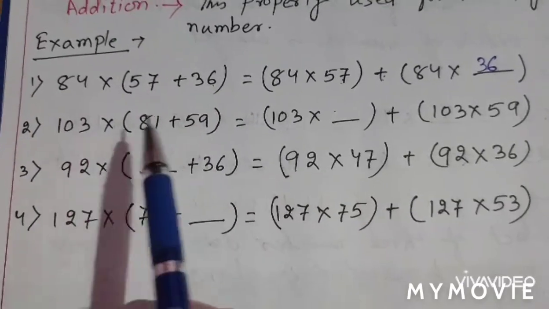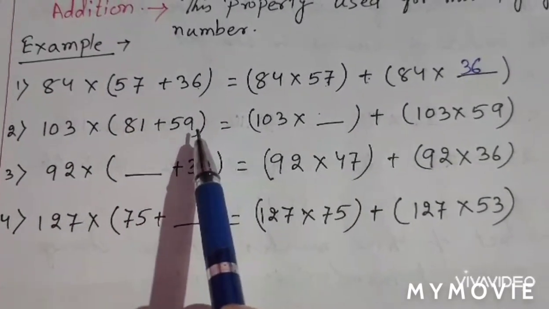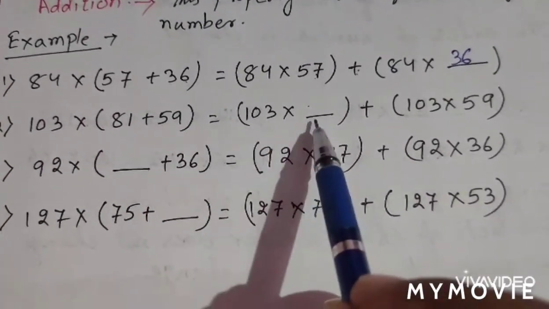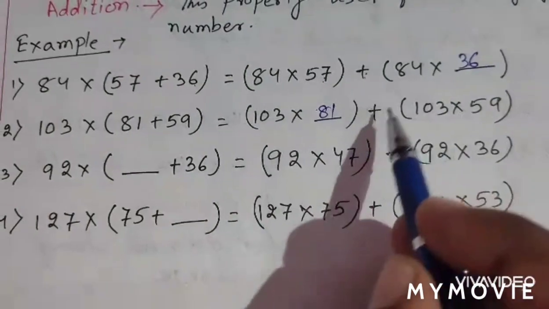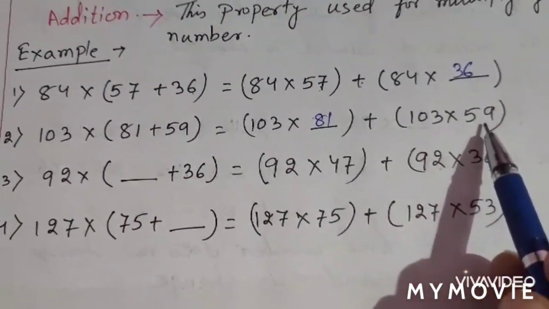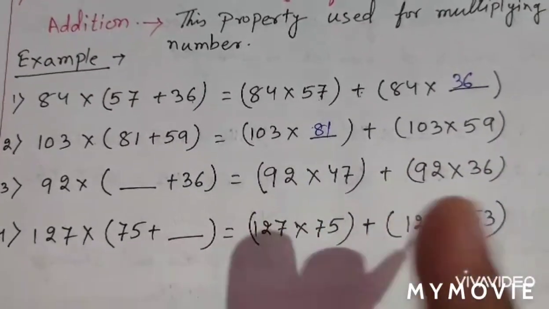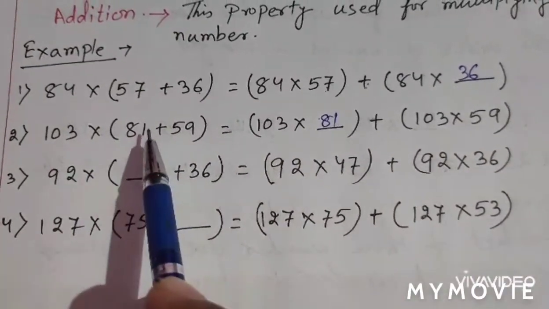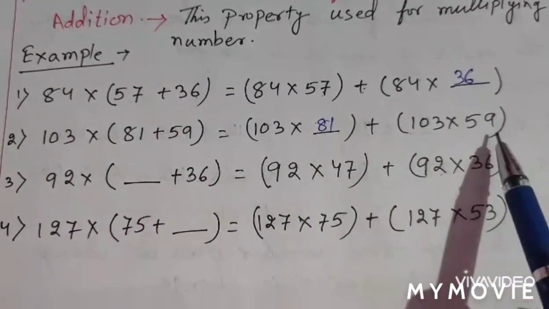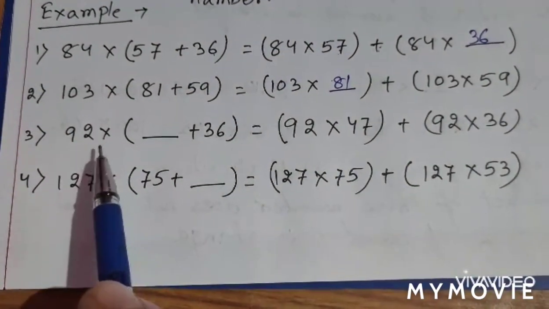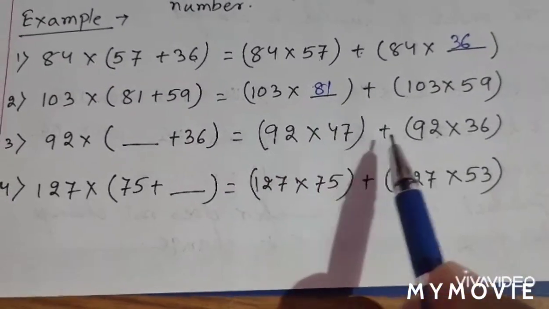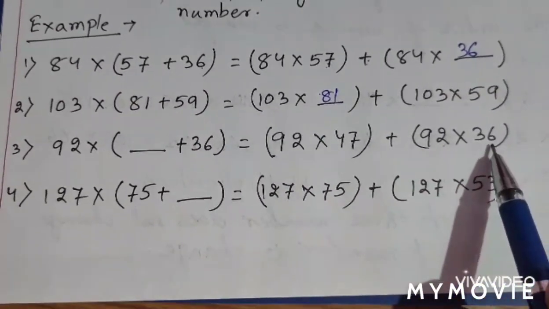Okay, just see next. Same thing, 103 into 81 plus 59. Just see 103 into 81. Is it given? No. So we write over here 81 plus 103 into 59. Just see 103 into 59. This is called distributive, means I am distributing. I am multiplying this with the first number, then giving the plus symbol, again the first number, then I am multiplying the second number. Just see 92 into dash plus 36 equals 92 into 47 plus 92 into 36.